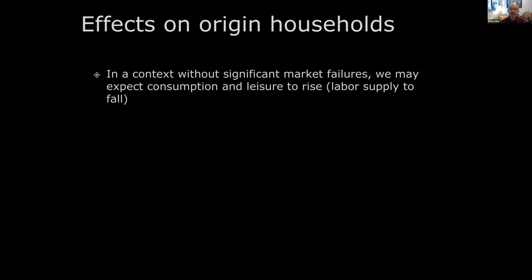Okay. So if we're thinking, first of all, about how international migration or exogenous changes in the income that migrants are earning might affect origin households back home, I think one benchmark or starting point, as we do in economics, is simply to think, okay, if there are no significant market failures, what might we expect to happen? I think that the typical presumption from Econ 101 would be that we should expect consumption to rise and leisure to rise as well in the origin households of migrants. In other words, labor supply to fall.